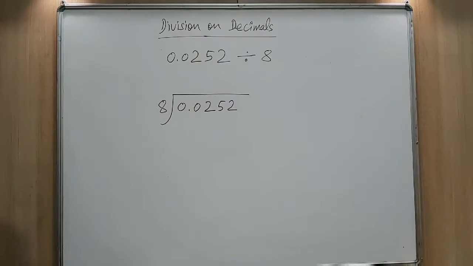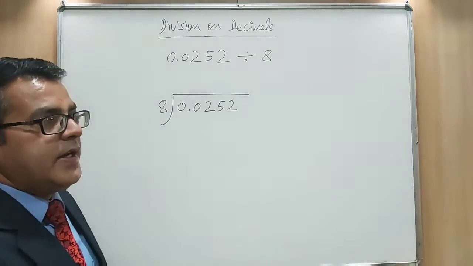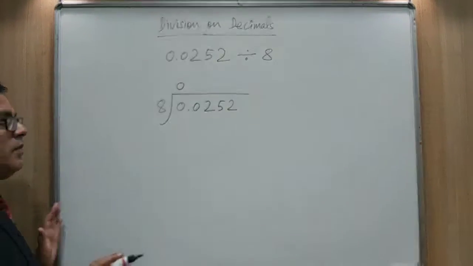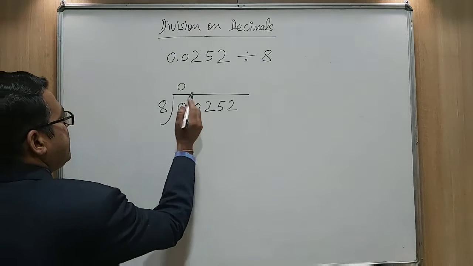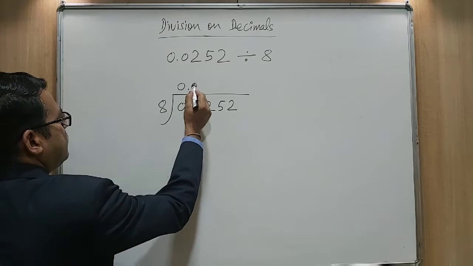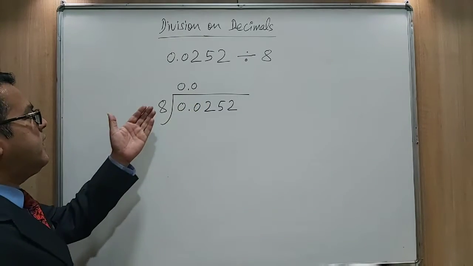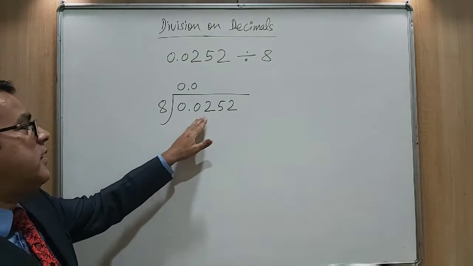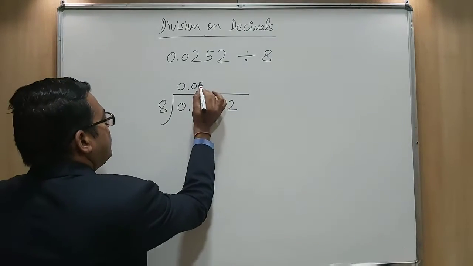The rule of division is, first you divide in one digit only. So 0, division is not possible, so we write 0. Then the point is there, you put the point here. Then 0 again, 0. Now you need to divide 2 by 8. We know that this 2 is less than 8, so again 0.